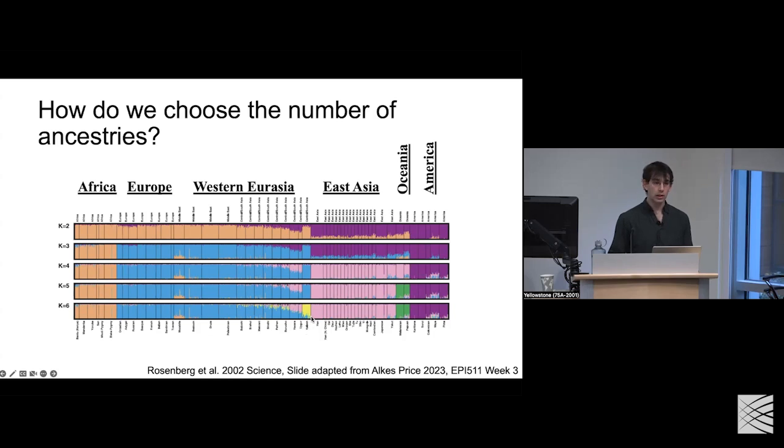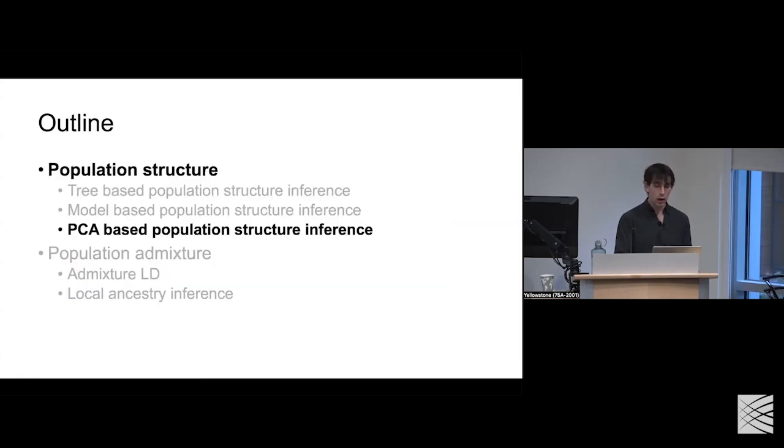And so it's not at all obvious which of these answers is actually right. That's a major disadvantage of this kind of method. Maybe if we have some ground truth about how many ancestries we expect to see in the data, this will be good. But it's tricky. It's not obvious what the correct number of K is here. So that's a good motivation for moving on to PCA-based population structure inference.